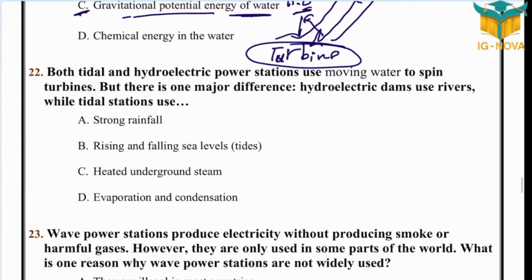Question 22. Both tidal and hydroelectric power stations use moving water to spin turbines, but there is one major difference: hydroelectric dams use rivers, while tidal stations use strong rainfall, no. Rising and falling sea levels. Yes, it's B.